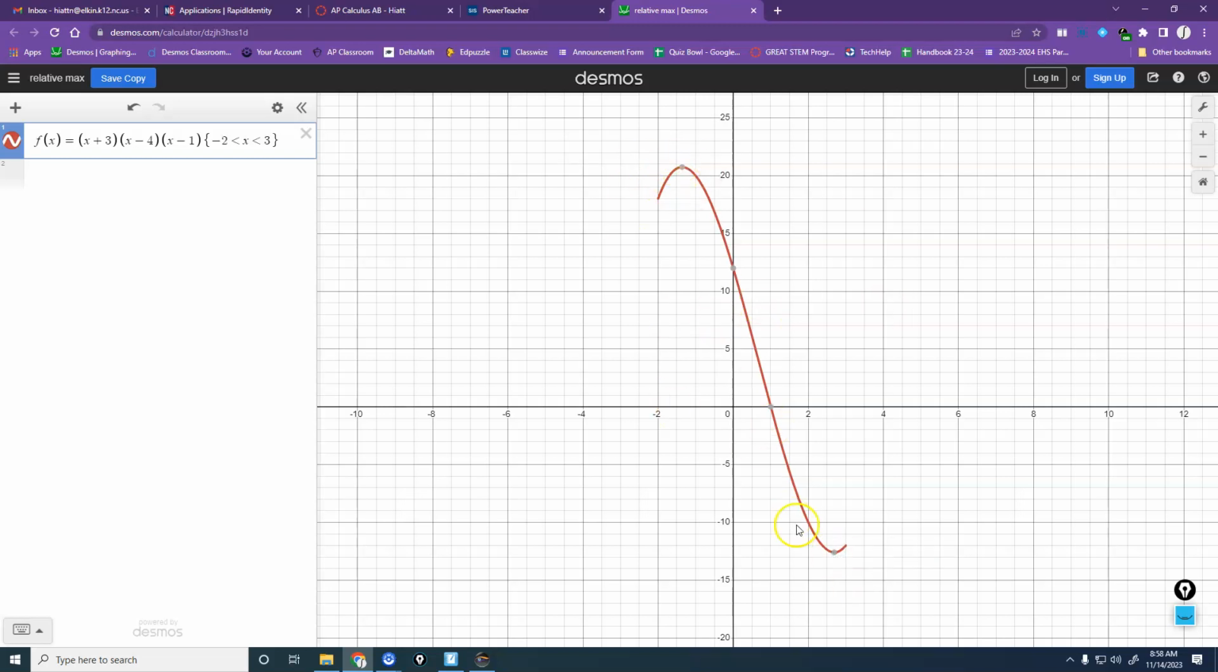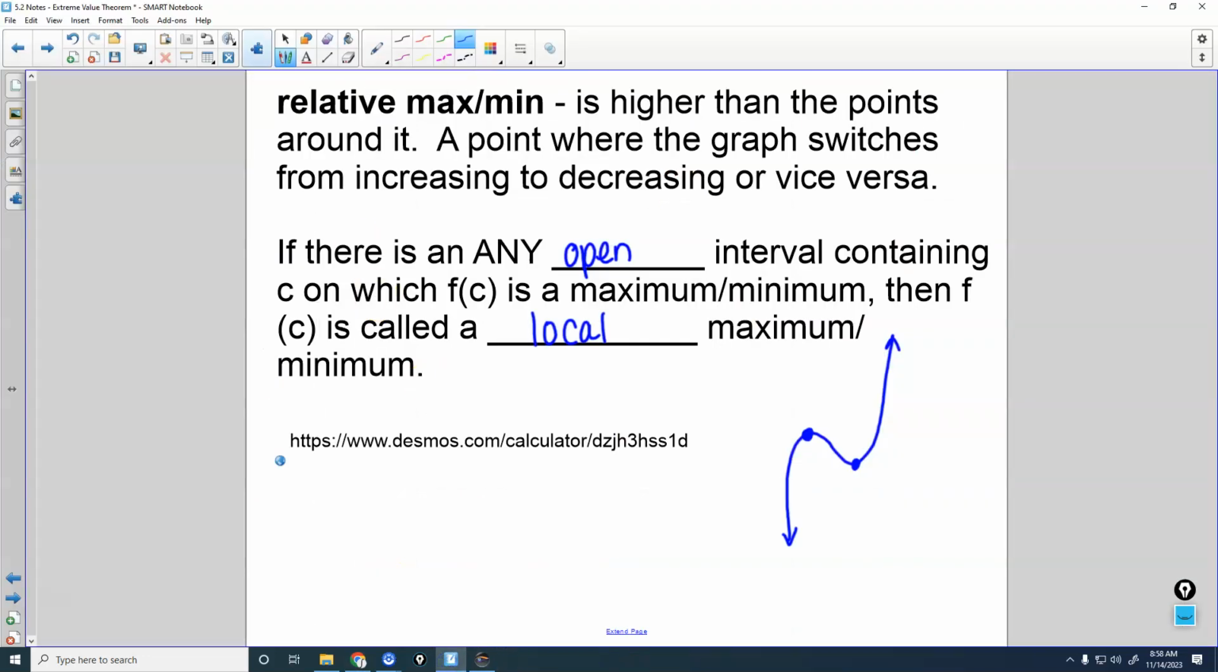And so you'd have a relative maximum here, a relative minimum. But of course, if you look at the whole graph, it is not an absolute because you have points that go higher and lower, I believe is what I meant to say.